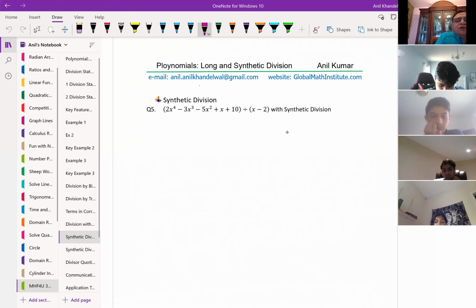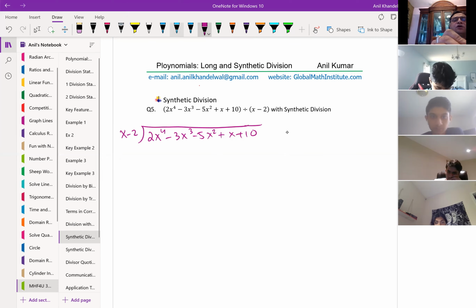So let's divide this. We are now dividing by x minus 2. And what do we have here? We have 2x to the power of 4 minus 3x cubed minus 5x squared plus x plus 10, correct? Okay, let's divide. When I divide this, the first term should be 2 times x cubed, right? So that'll be 2x to the power of 4 minus 4x cubed. When you take away, you get x cubed minus 5x squared, you're bringing down.